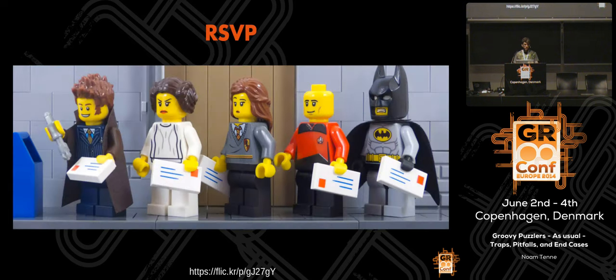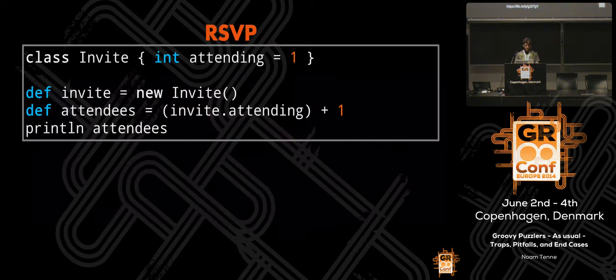Okay. RSVP. You know, so I know these are only Legos, but I still wish they'd attend my wedding. All these guys, you know, Doctor Who and Batman and all that. That would be cool. So, I've got a new invitation, and I've got a field of type int with one in it. So I create an invitation, but I want to take my girlfriend along. She's tagging along, so I'll add plus one to the invitation.